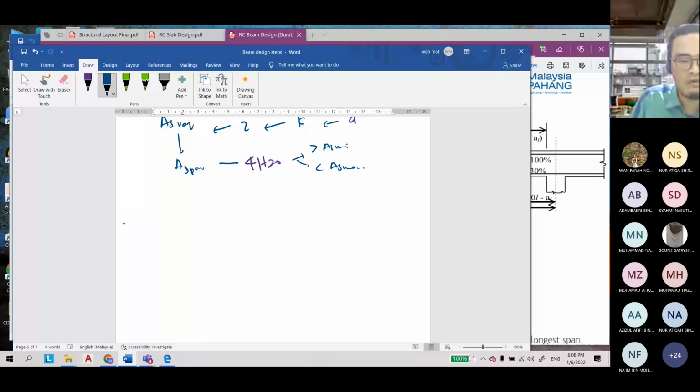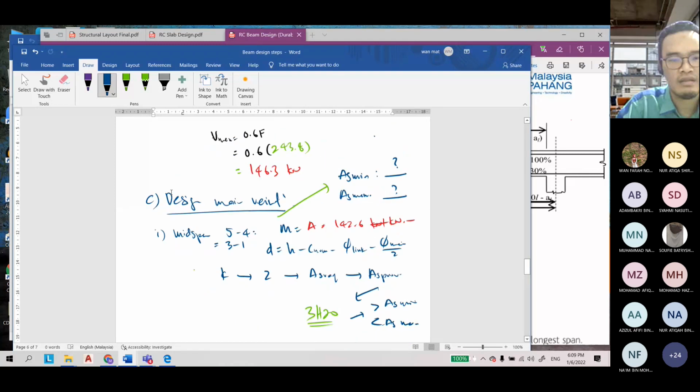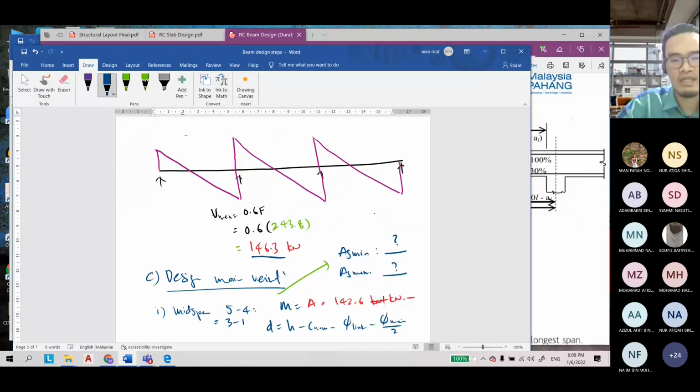Design for shear reinforcement. You write down based on V max at support 4. V is equal to this one. Yang V max kita kira tadi ni. Satu nilai ni je. 146.3 kN. Okay.